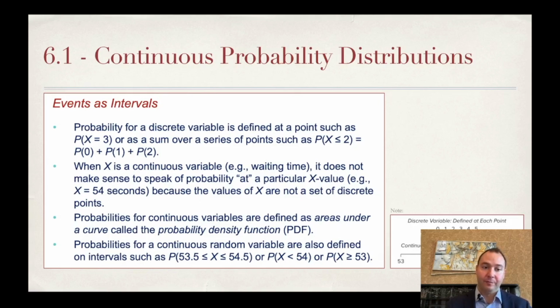or the PDF. Probabilities for a continuous random variable are also defined on intervals, such as the probability of waiting between 53.5 seconds and 54.5 seconds, or the probability of waiting less than 54 seconds, or the probability of waiting equal to or more than 53 seconds. In other words, instead of discussing probabilities at a specific point, because there are infinite points, we discuss the probabilities of a range of points when using a continuous probability distribution.